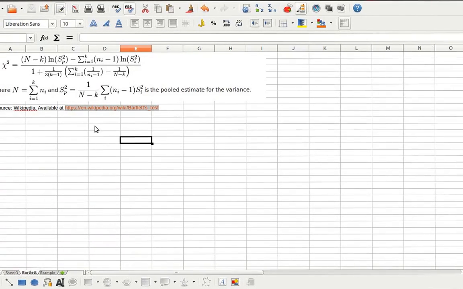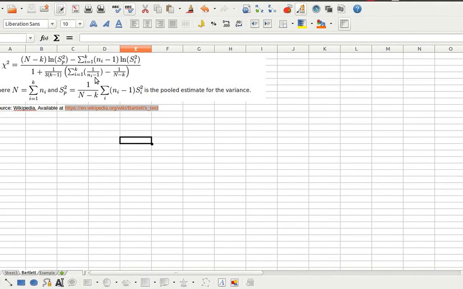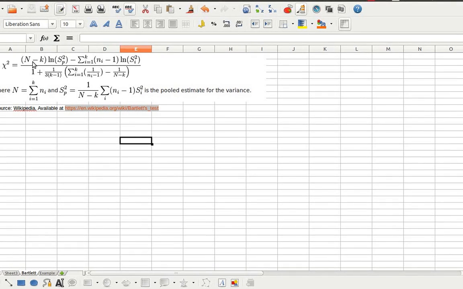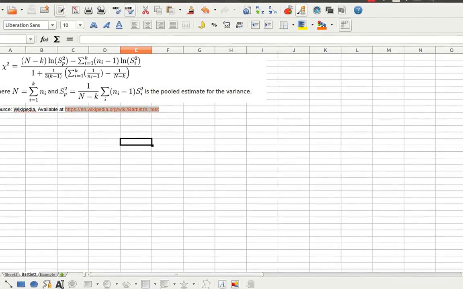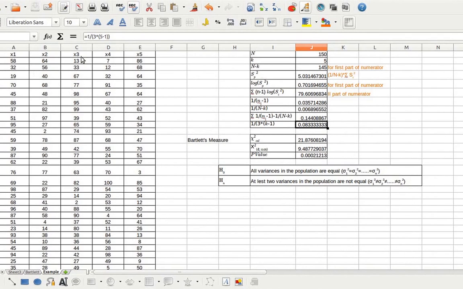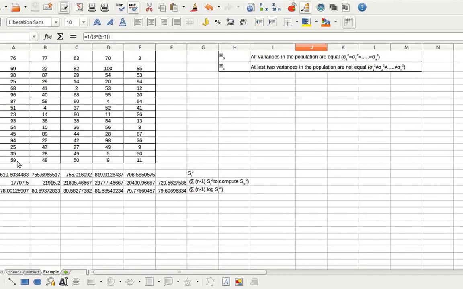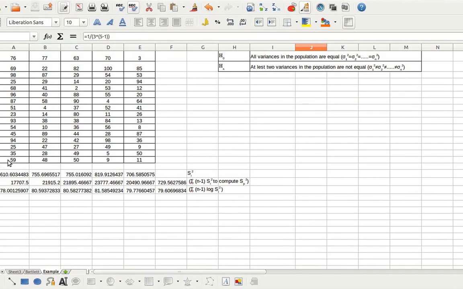And I have the same formula here, which is a screenshot I made and saved in LibreOffice Calc. If you closely observe, this formula has two parts in the numerator and two parts in the denominator. In the first part of the numerator, we have capital N minus K, where capital N is the total number of data points in your sample data set, and I have 5 data variables, each sample comprising 30 data points.